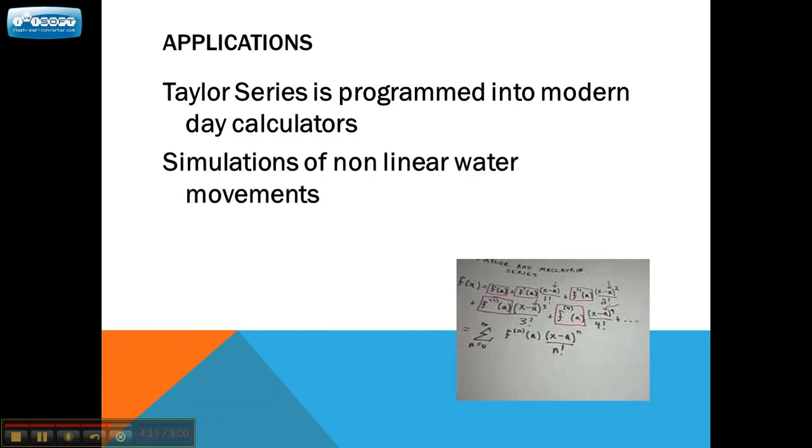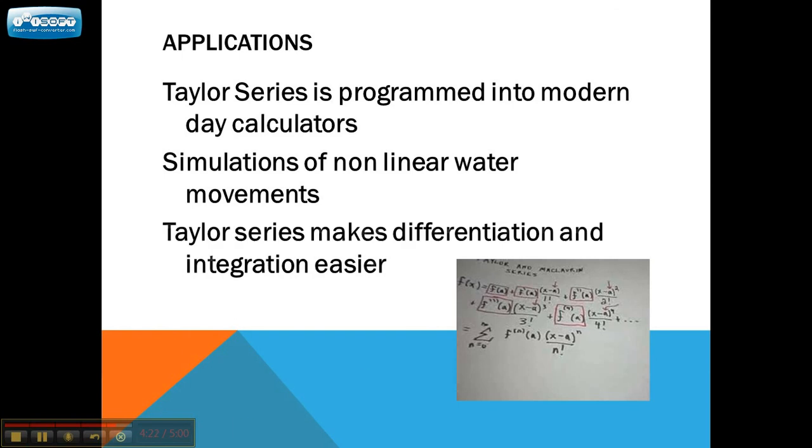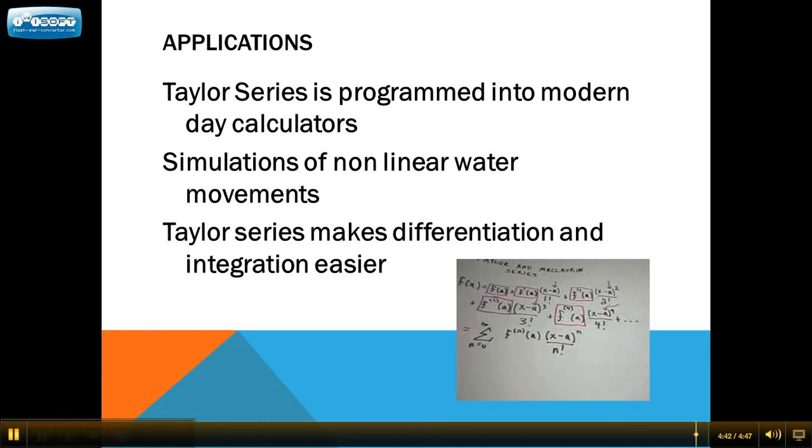Also, scientists are able to simulate nonlinear water movements using trig functions, and they can evaluate these functions using Taylor series. Finally, Taylor series makes differentiation and integration easier because we can integrate and differentiate difficult functions by substituting in a polynomial function, which we all know requires just the power rule to differentiate or integrate, which is simple to do. Taylor series is widely used today and is a major contribution to mathematics.